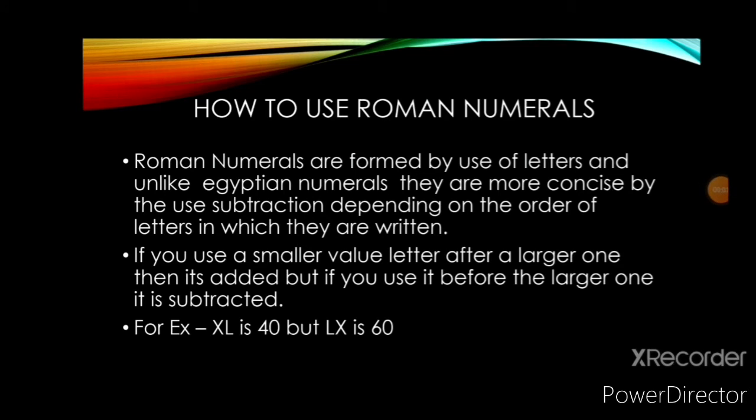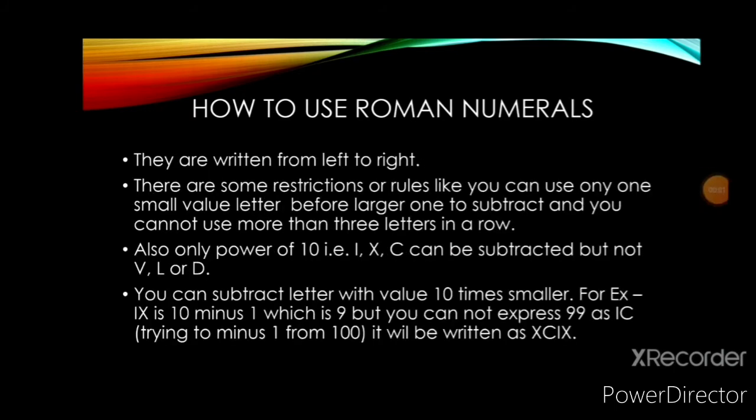Roman numerals are formed by the use of letters, and unlike Egyptian numerals, they are more concise by the use of subtraction depending on the order of the letters in which they are written. If you use a smaller value letter after a larger one, then it's added, but if you use it before the larger one, it is subtracted. For example, XL is 40 but LX is 60. They are written from left to right.